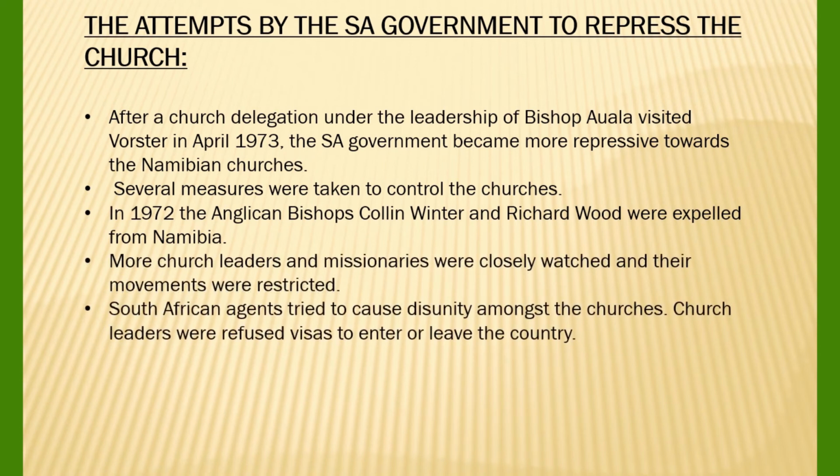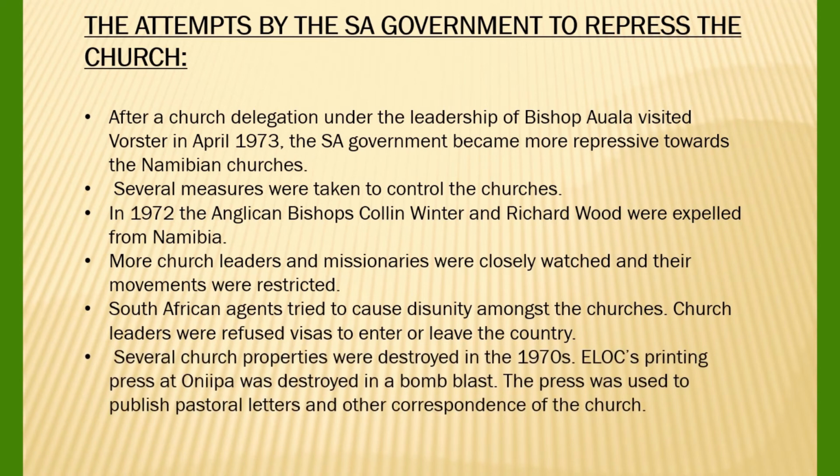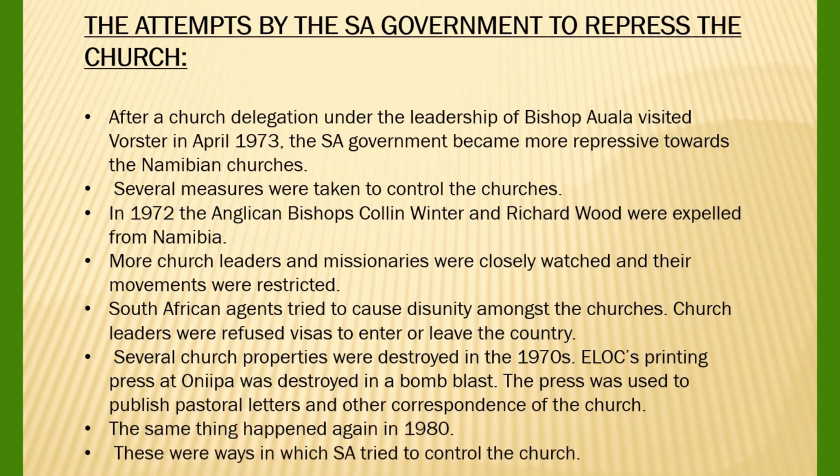South African agents tried to cause disunity amongst the churches. Church leaders were refused visas to enter or leave the country. Several church properties were destroyed in the 1970s. ELOC's printing press at Unipa was destroyed in a bomb blast. The press was used to publish pastoral letters and other correspondence of the church. The same thing happened again in 1980. These were ways in which South Africa tried to control the church.